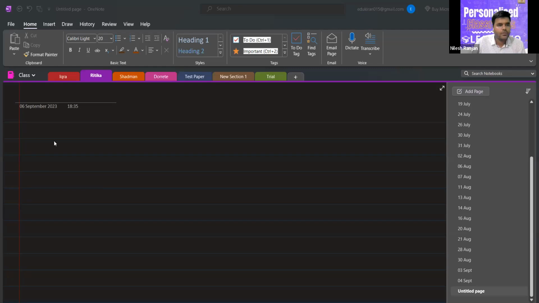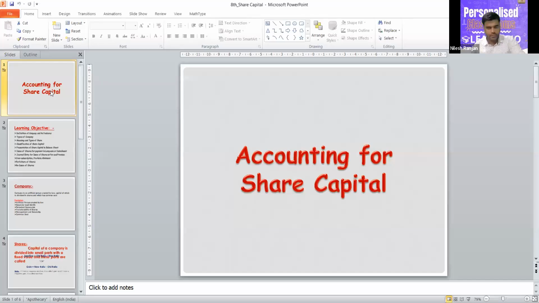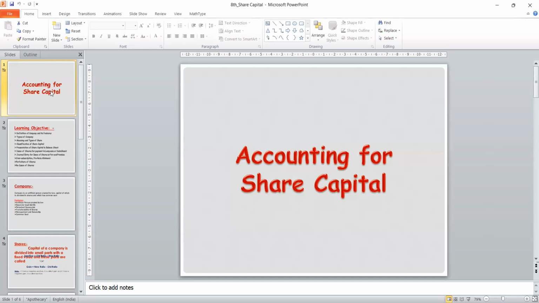So, accounting for share capital. Have you discussed anything in our previous class related to this topic, this chapter? So we started. Okay, we just discussed the basic part, the overview. Okay, so accounting for share capital.